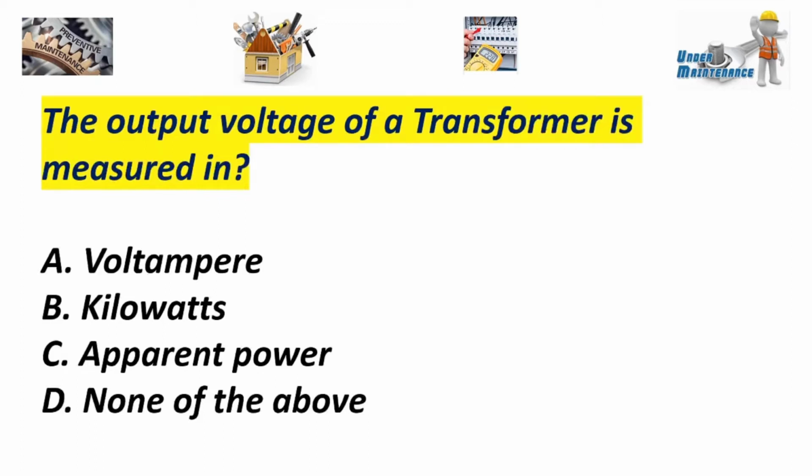The output voltage of a transformer is measured in A. Volt ampere. B. Kilowatts. C. Apparent power. D. None of the above. Answer volt ampere.